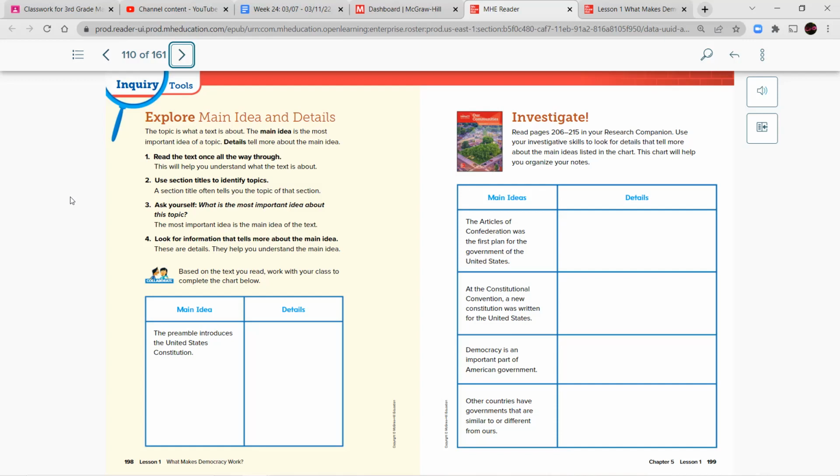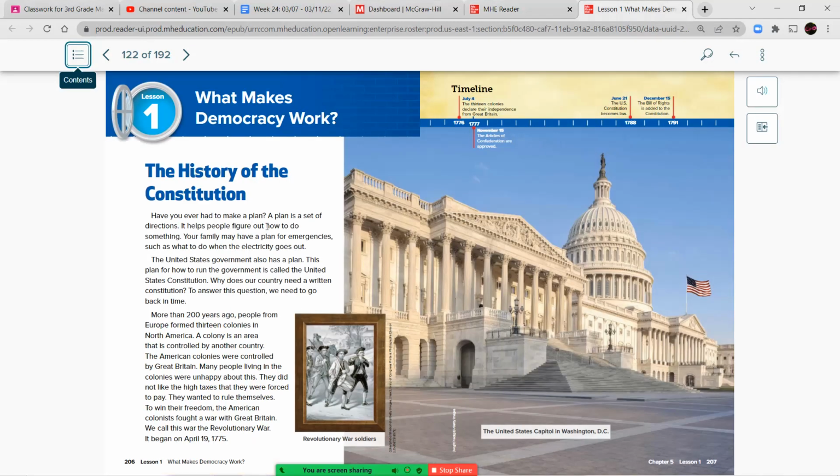The second one says, at the Constitutional Convention, a new constitution was written for the United States. The third one says, democracy is an important part of American government. Next, it says, other countries have governments that are similar to or different from ours. So we're going to find details about all of those as we read, and then we will fill them in.